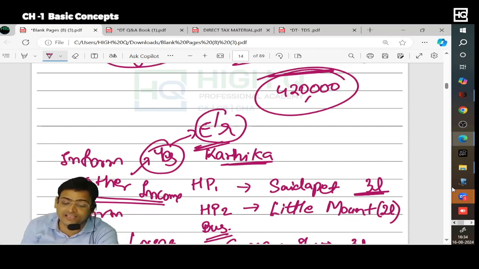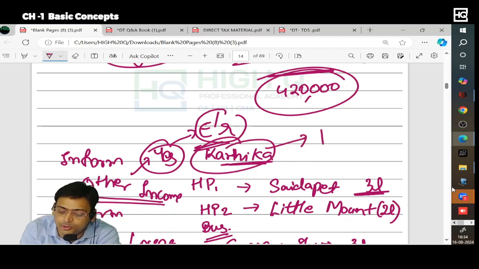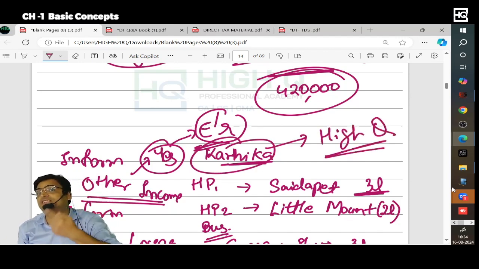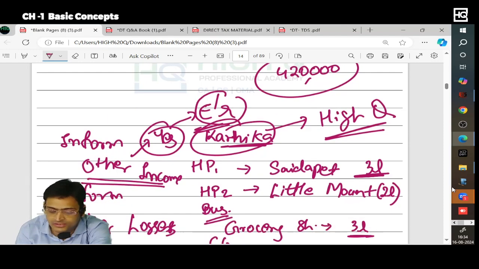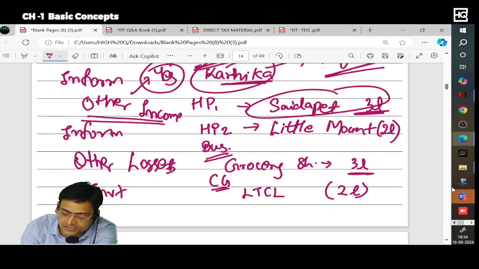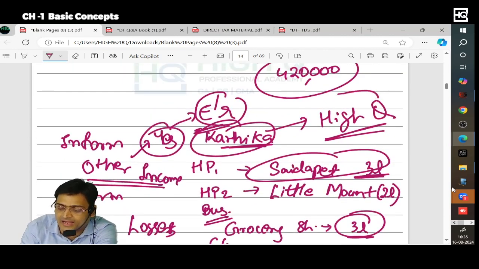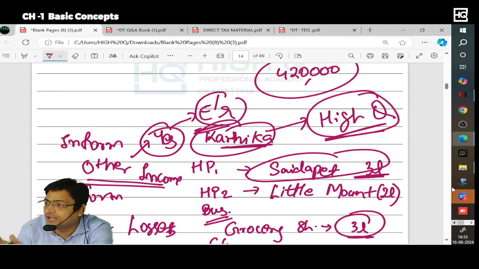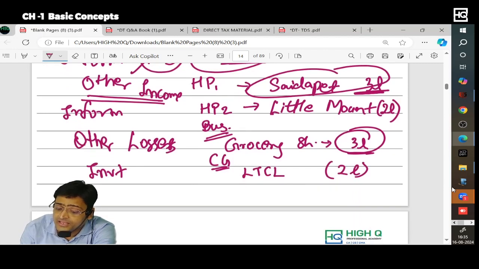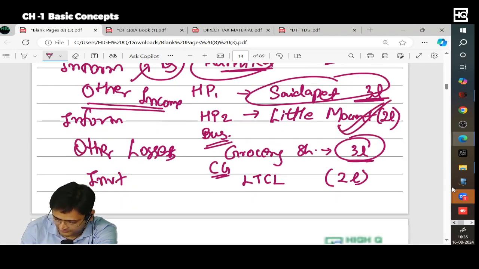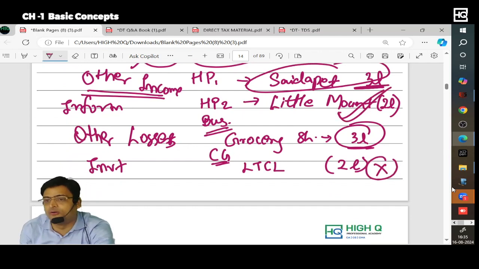So if Kartika is informing her other income to IQ, will IQ consider that? Yes. And he will deduct TDS considering all other income. So this salary income, this business income, Kartika can inform and IQ has to consider it. Now the second point: can Kartika inform her losses? An employee can inform house property loss but cannot inform other losses.